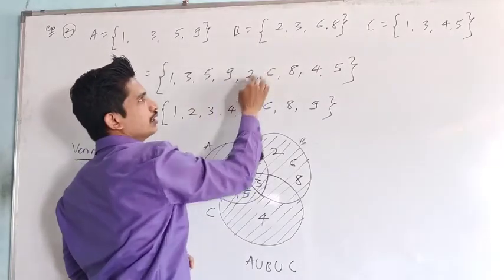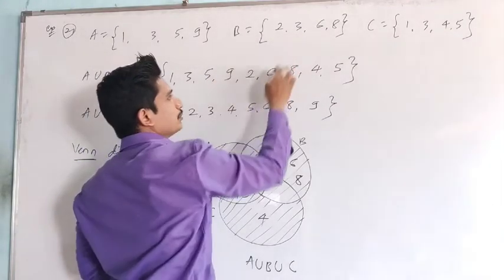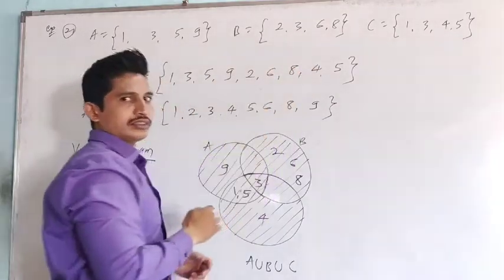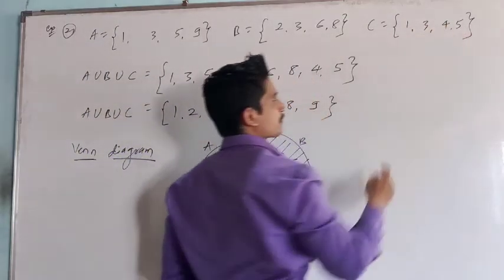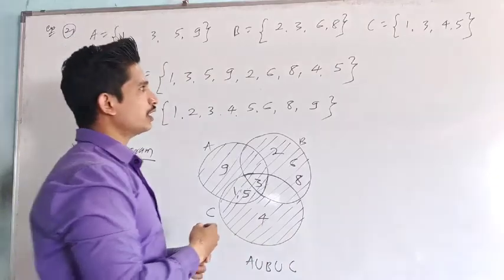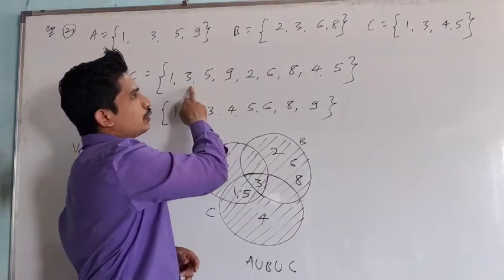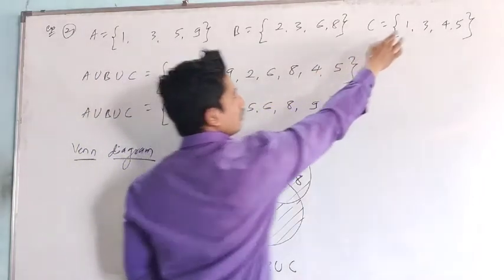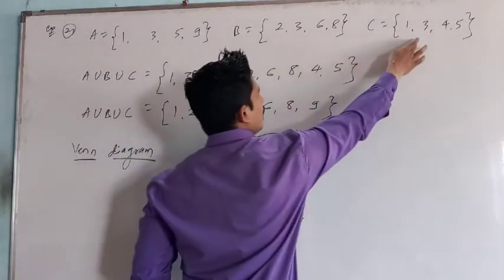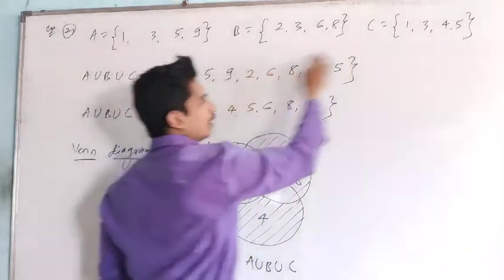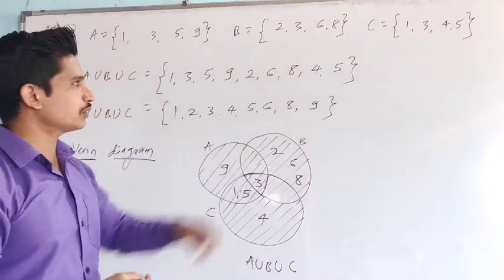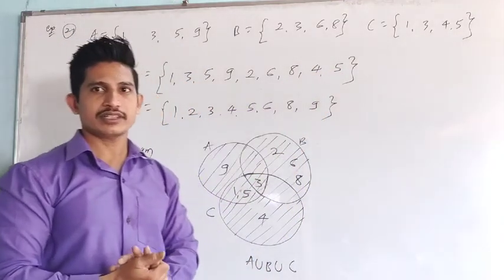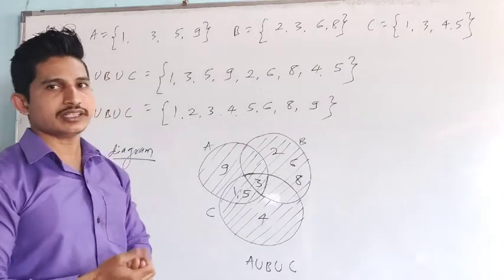Then 2 comes here, 3 is already here, 6 comes here and 8 will come here. Okay. Now next is what? 1, 3, 4, 5. So 1 I wrote here, 3 I wrote here. And 4 and 5 are left. So I write here 4 and 5. Yes.